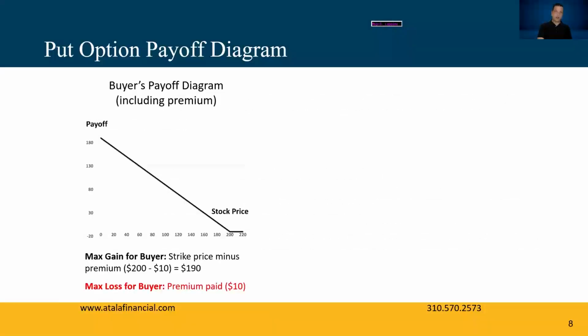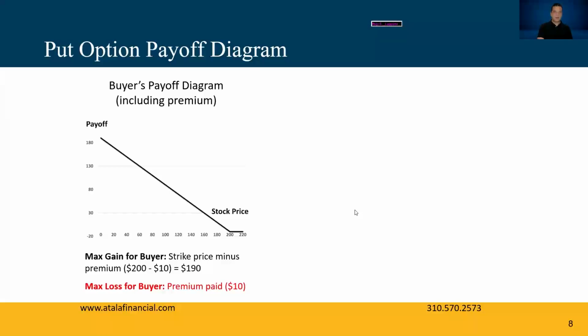We can also show the payoff diagram for this put option, and we'll start with the buyer's diagram. So the buyer of the put will make more money as the stock goes towards zero, and the maximum gain for the buyer is going to be the strike price minus the premium, $200 minus $10 or $190 in a scenario where Tesla were to go to $0 per share. Very unlikely. The maximum loss for the buyer is the premium paid, $10 per share.